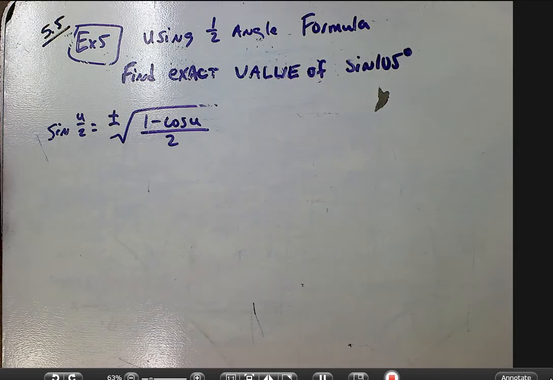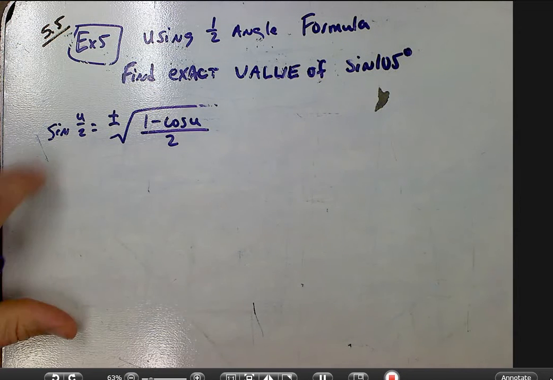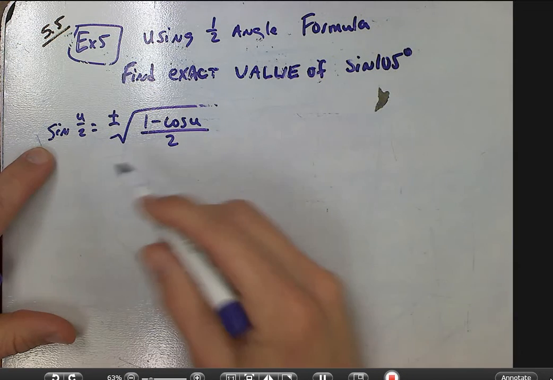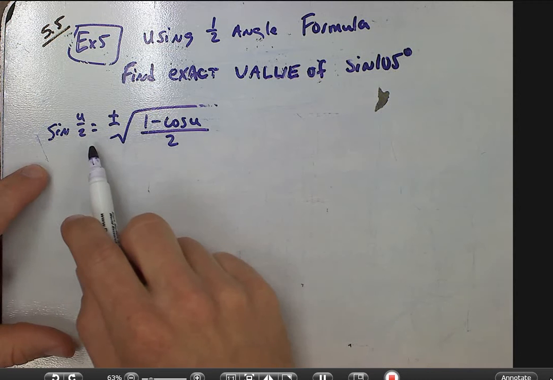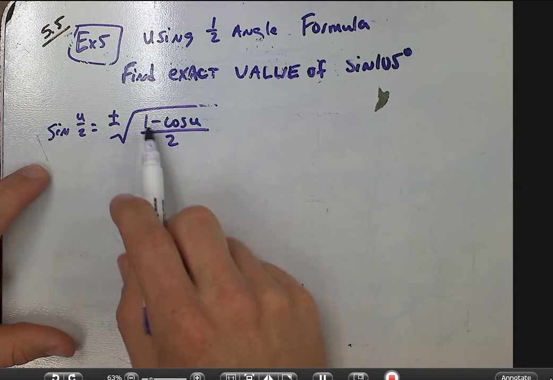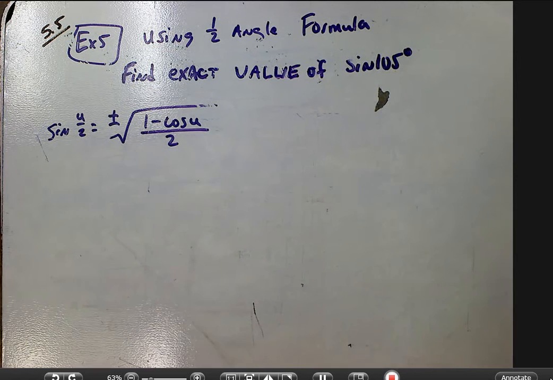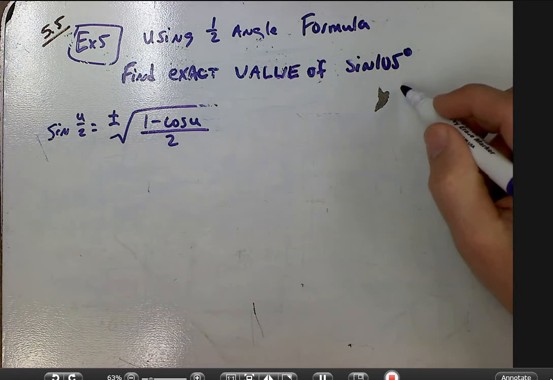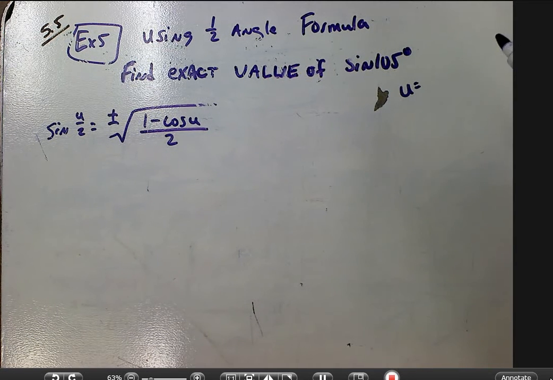Okay, here in example 5 of lesson 5.5, we're going to use a half angle formula to find the exact value of the sine of 105 degrees. So what we do is, we have our formula: sine of u over 2 equals plus or minus the square root of (1 minus the cosine of u) divided by 2.